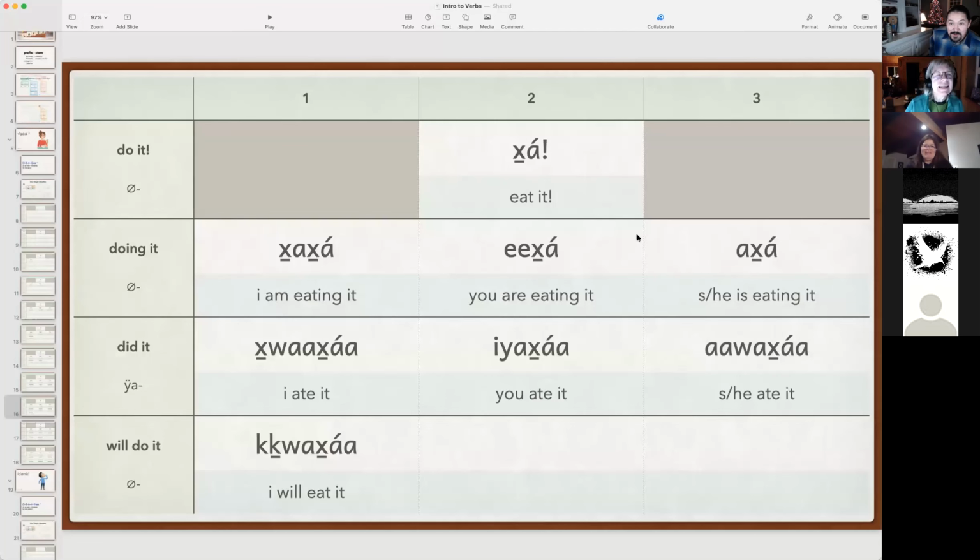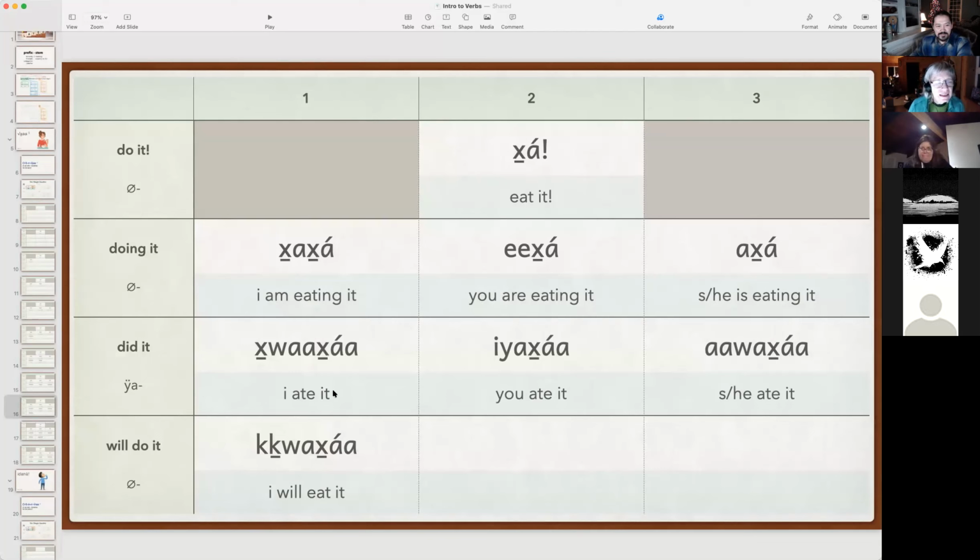Okay, any thoughts or questions as we come back? Don't keep us in suspense. I need to know what the rest of the chart looks like. Take a look. Okay. You are going to eat it.